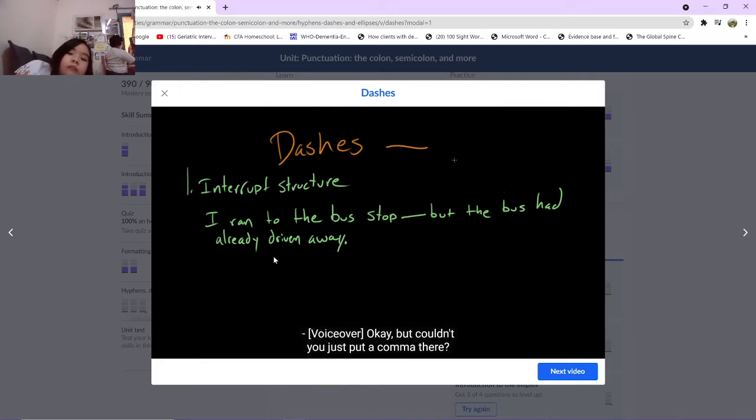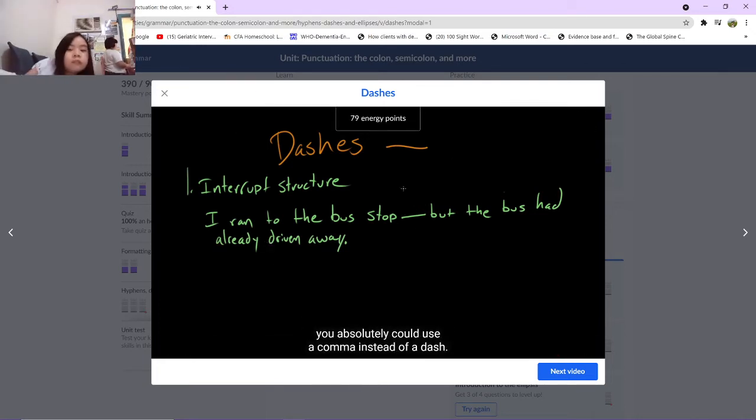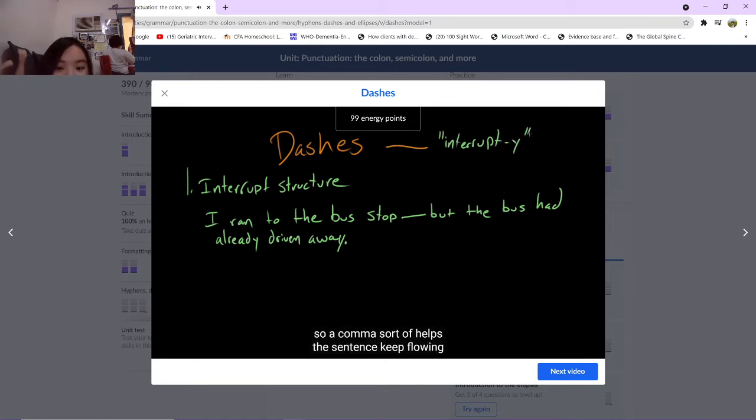Okay, but couldn't you just put a comma there? You know, you totally could. You absolutely could use a comma instead of a dash. But the dash has this feeling, and I'm gonna make up a word here. It feels more interrupty. Okay. Right, so a comma sort of helps the sentence keep flowing, and the dash kind of stops it for a second. And even though grammatically those two sentences are identical, right?